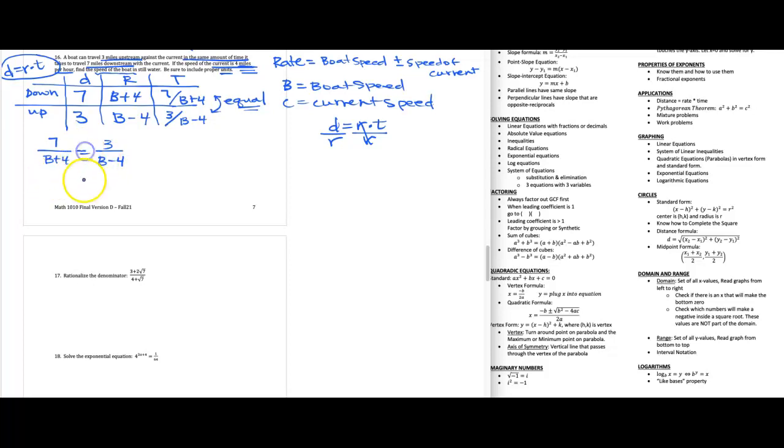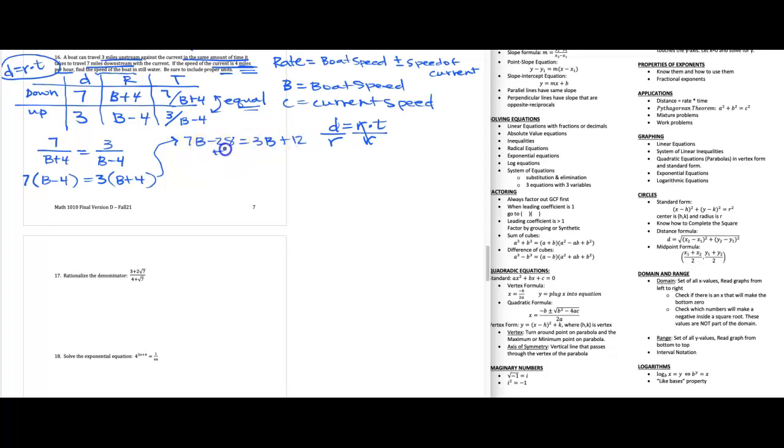And now this is an equation, and so we're going to end up getting rid of the denominators by multiplying by the LCD. So you end up here with doing 7 times b minus 4, and on this one, we're doing 3 times b plus 4. And then I just need to distribute those through and solve it all the way. So I'm going to come up here just because I'm kind of running out of space. So I'm going to have 7b minus 28 equals 3b plus 12.